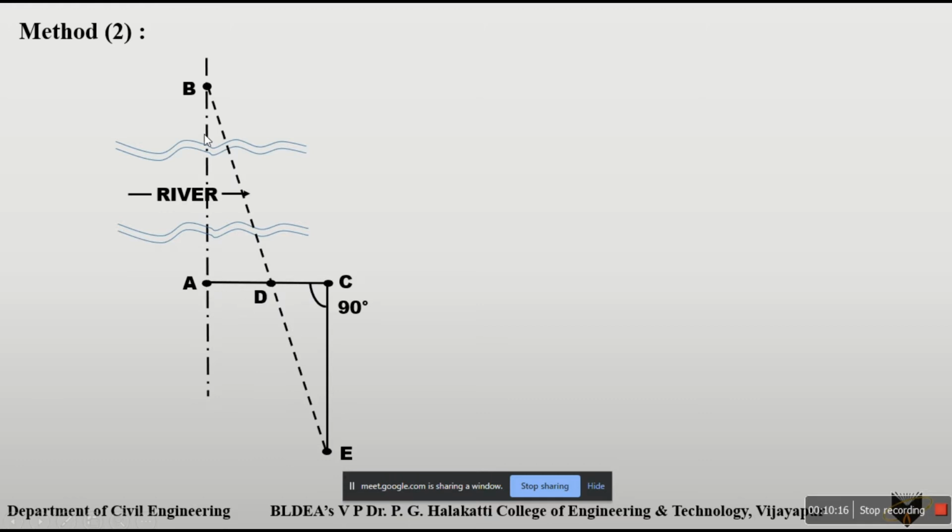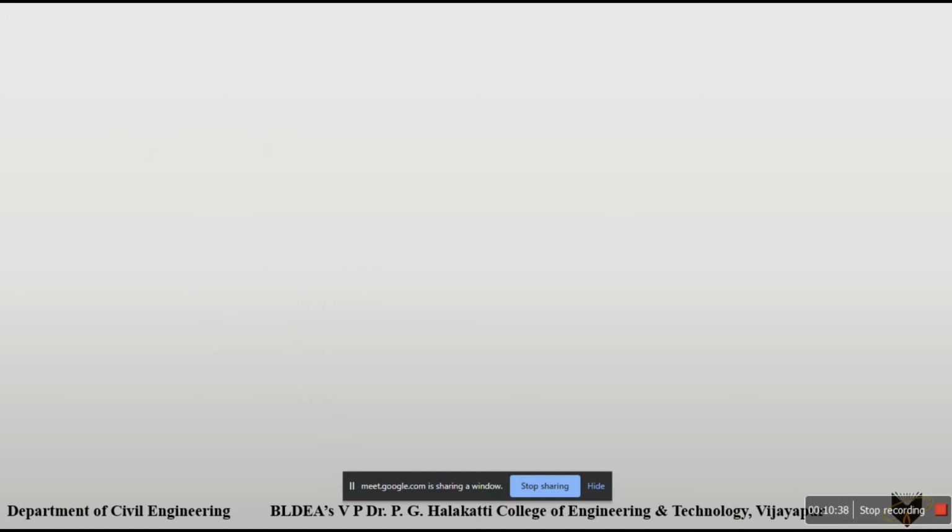Just observe here, the distance AB is what we have to calculate. So just measure the distance of CE, which is equal to the distance of AB. This is the second method. Third method: again the same, the obstacle is the river.